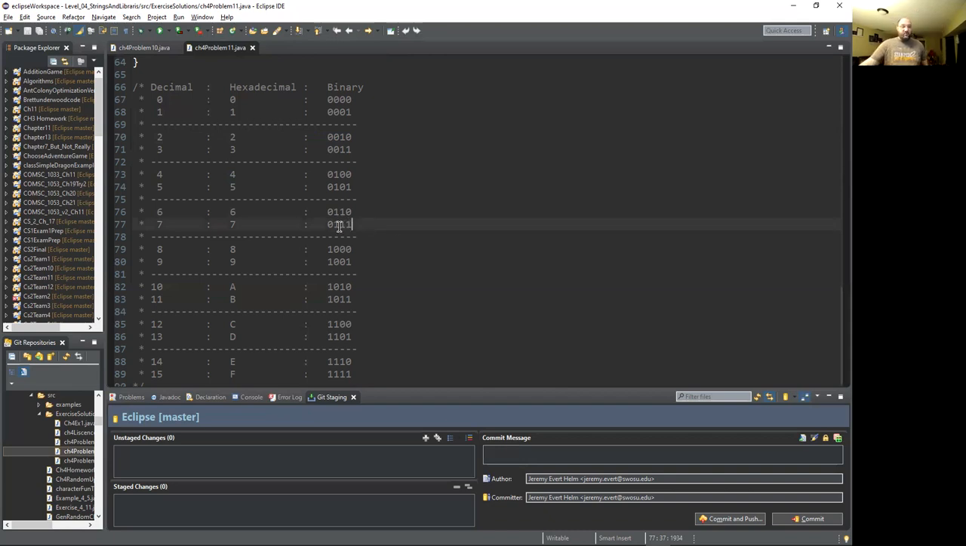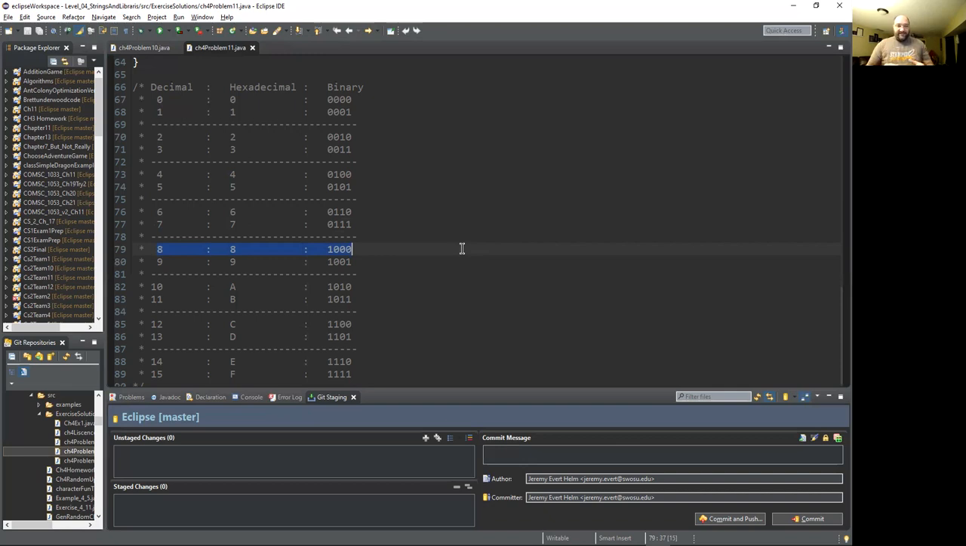Because this is 1 times 2 to the 2, which gives us 4. 1 times 2 to the 1, which gives us 2. And the last position, 1 times 2 to the 0, which is 1. Okay, so hopefully this pattern is starting to make sense to you, and hopefully this is starting to gel for you a little bit.